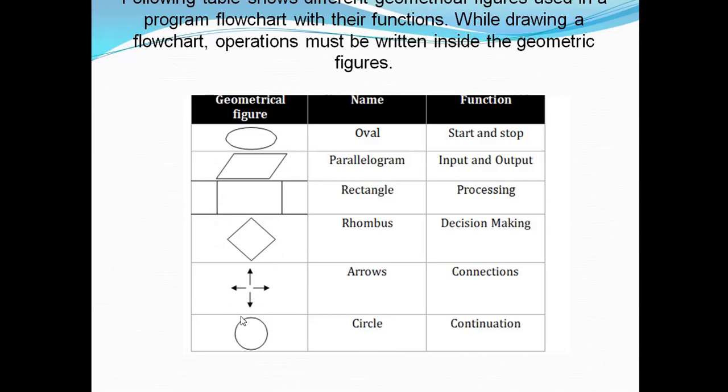This one and this one, all these are the geometrical representations. The name of this geometrical representation is oval. This shape is called the oval shape, and it is used to represent start and stop.